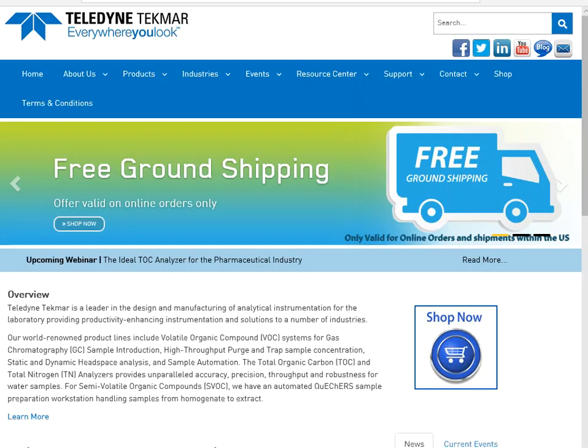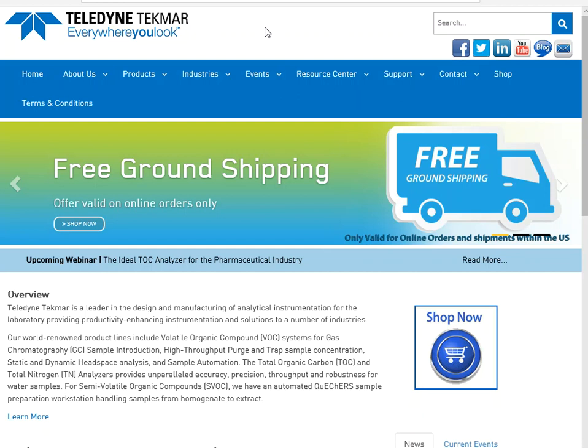So for the purge and trap unit, I would like for you to go to the actual website, the actual model that we have, and this is Teledyne Tekmar. Teledyne Tekmar is the company that made the purge and trap that gets attached to the GCMS system. Okay, so again, think of it as an attachment.